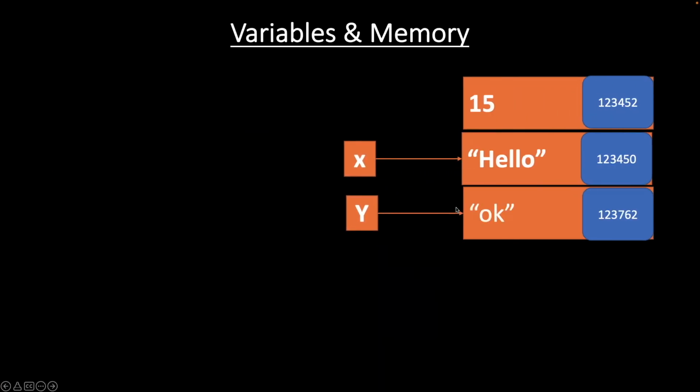So now y has changed its reference to okay, whereas x is remaining at the reference of the hello value.